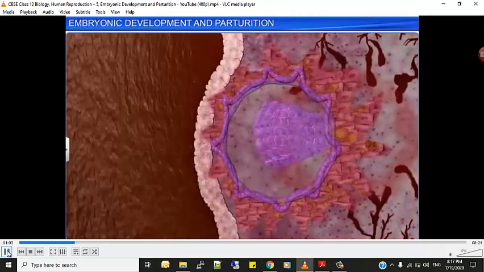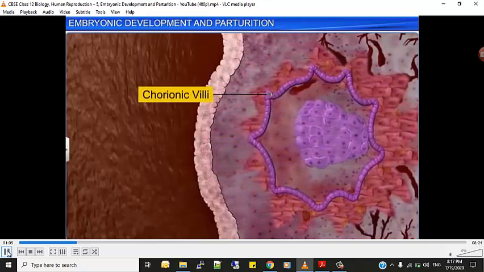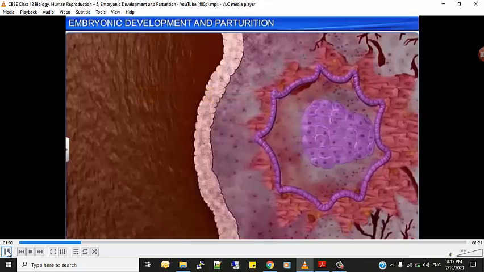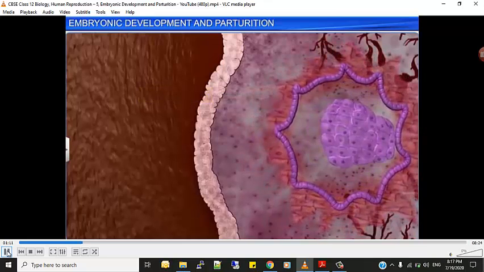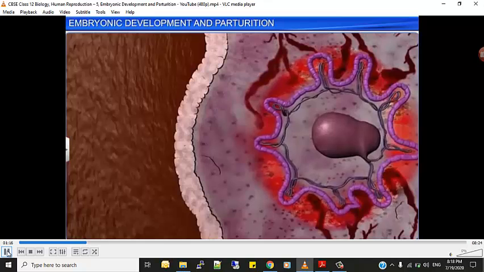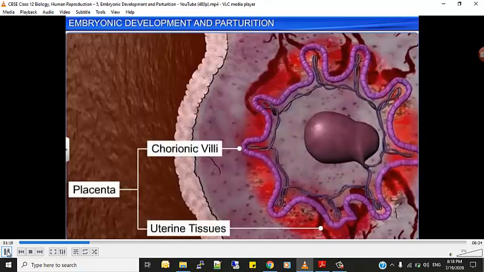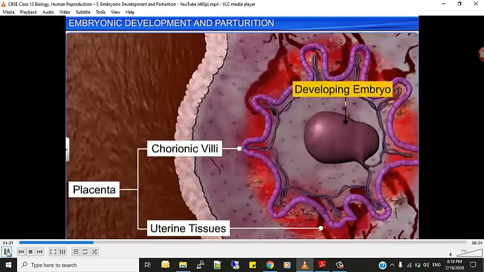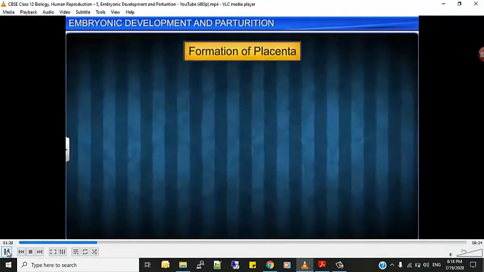As the blastocyst sinks further into the uterus, finger-like projections called chorionic villi start appearing on the trophoblast. As the chorionic villi grow further into the uterine tissues, we will see a placenta, a structural and functional unit between the developing embryo and the maternal body.